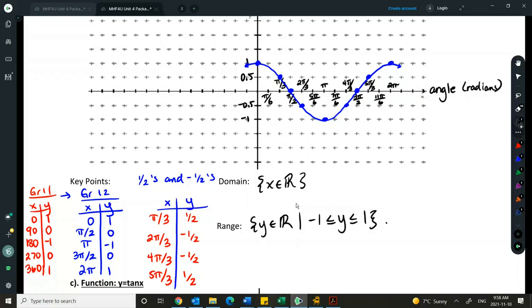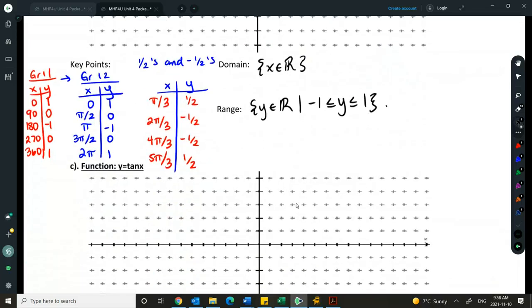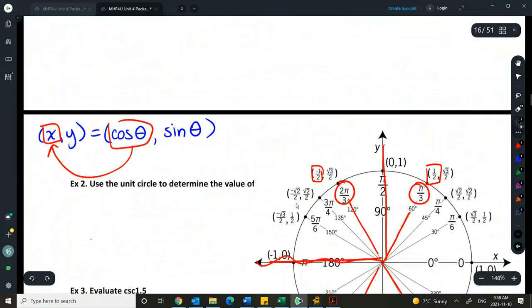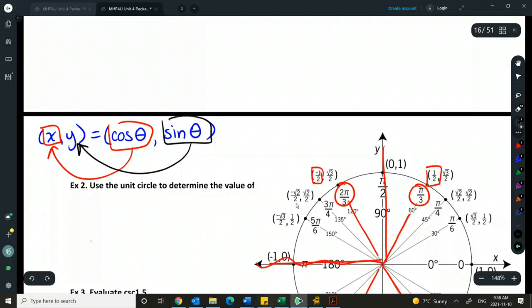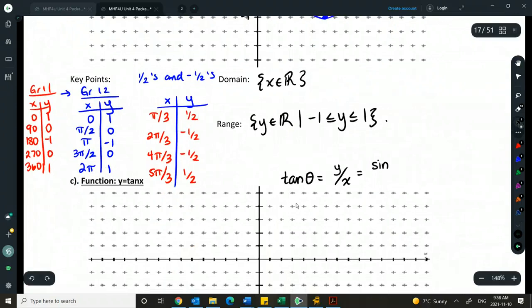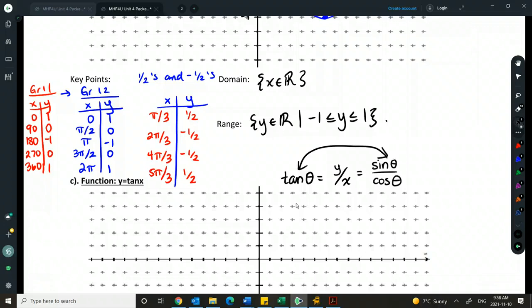So last class we proved that tan of theta equals y over x. And we also know that on the unit circle, y equals sine theta, and x equals cos theta. So tan is not only equal to y over x, it's also equal to sine theta over cos theta. This is actually a trig identity. Do you guys remember this from last year? Tan equals sine over cos? Yeah. So we're going to use that to help us with our graph.